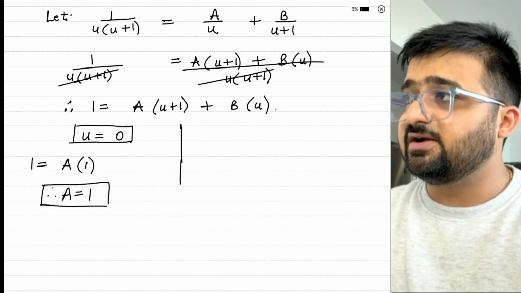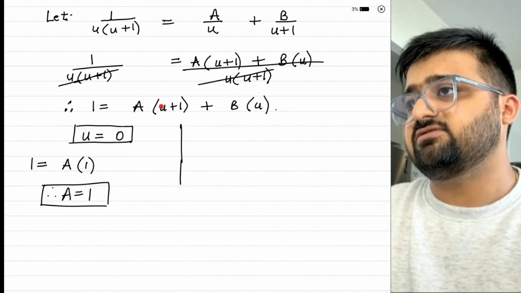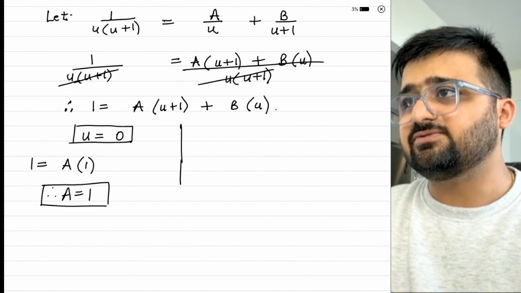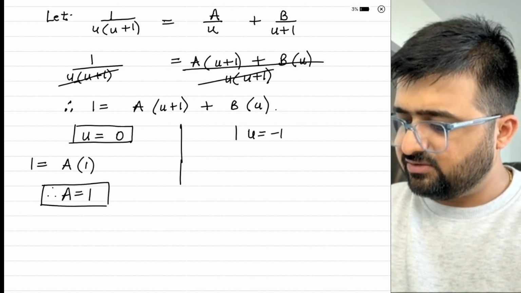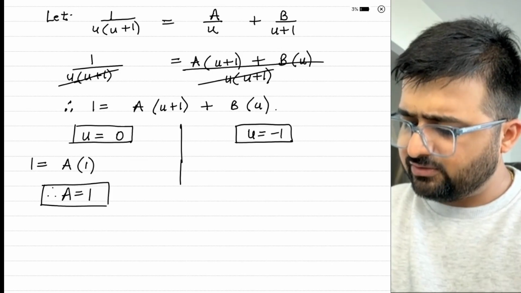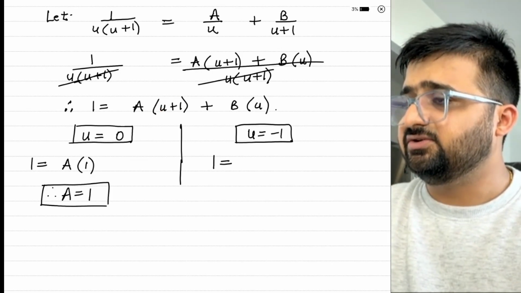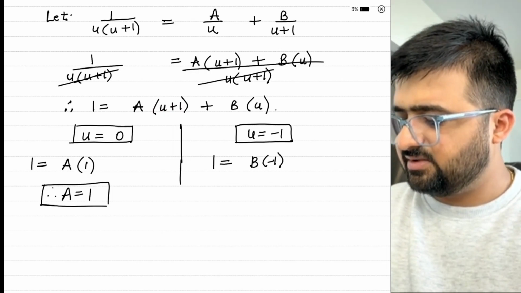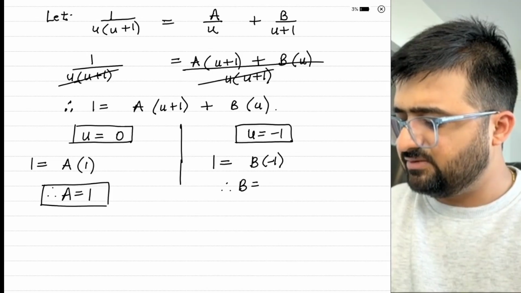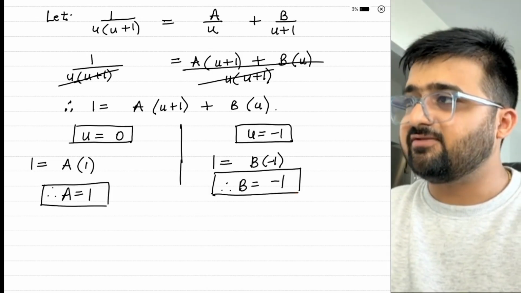Now let's see similarly how to find the value of b. What you do is you try to make this term equal to 0. So if you put u is equal to minus 1, this term is going to become 0. So let's put u is equal to minus 1, and what you have is 1 is equal to 0, and then you have b times minus 1. Therefore, b is equal to minus 1. How easy and efficient was it to find the values of a and b?